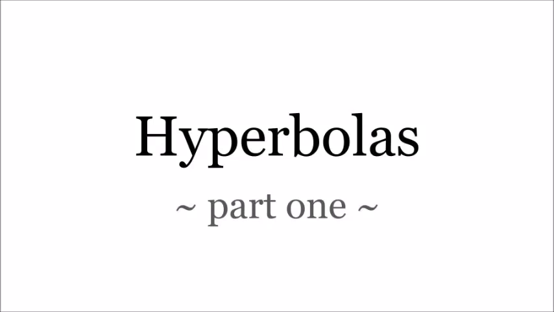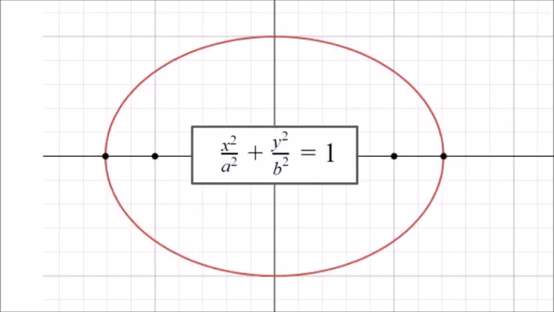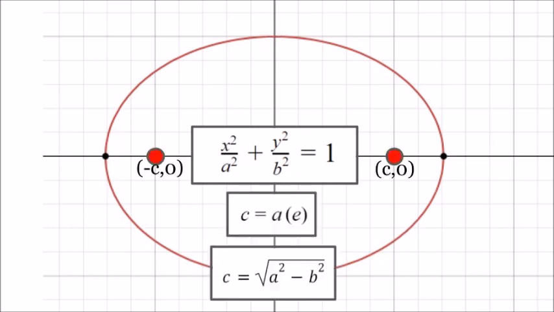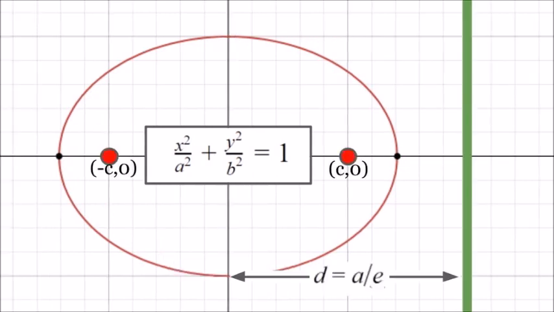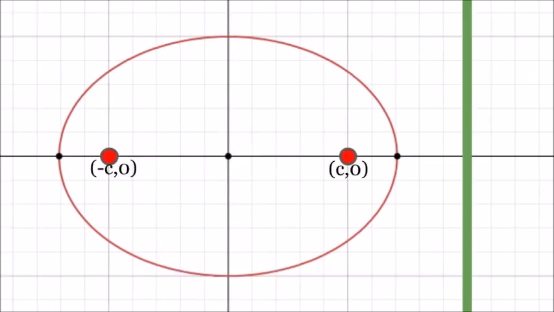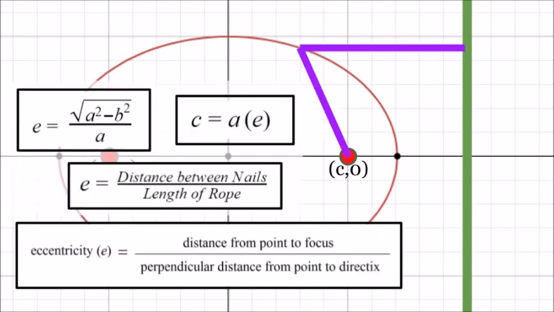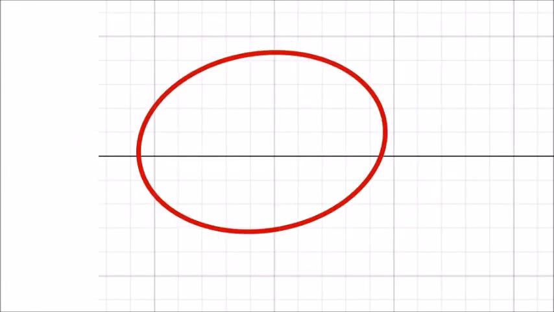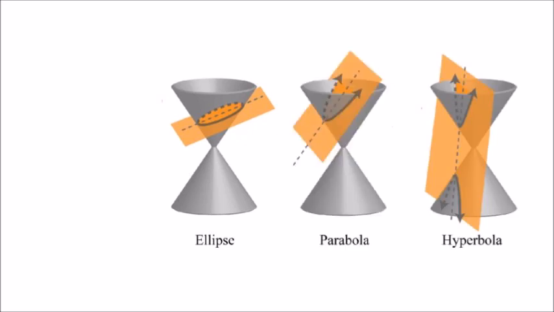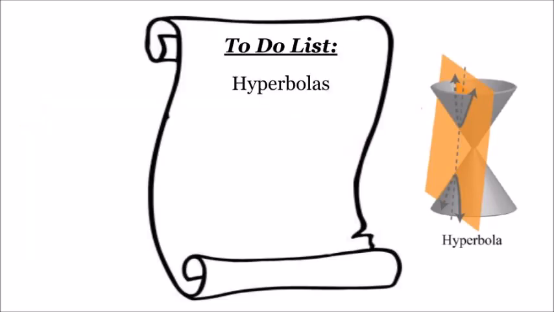With 3 videos about ellipses, we said a lot about A's, B's, C's, that's the focus, D is the distance to the directrix, and eccentricity equations abound. But what about the other conic sections? Let's give some respect to hyperbolas, like this one.